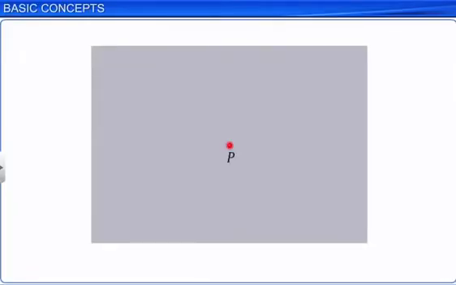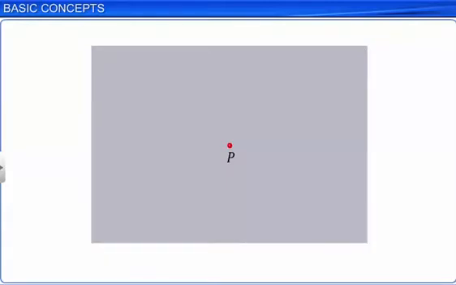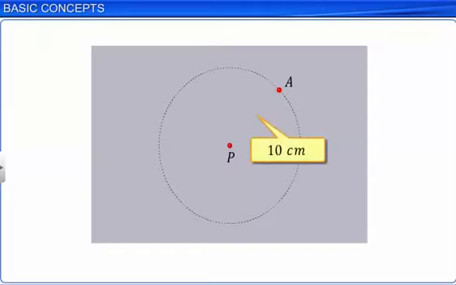Consider a point P in a plane. If you are to mark another point A, 10 centimeters away from point P, what will be its possible location? Point A can lie at any position on a circle with its center at P and radius equal to 10 centimeters. In this case, the shift in position from point P to point A has a fixed magnitude, which is equal to a distance of 10 centimeters, but it has no fixed direction.